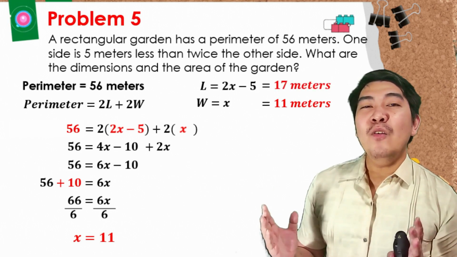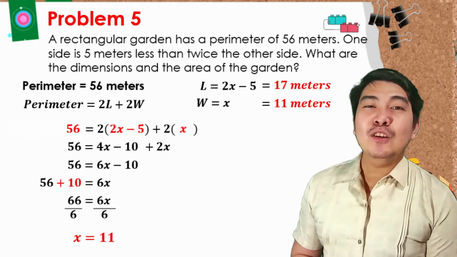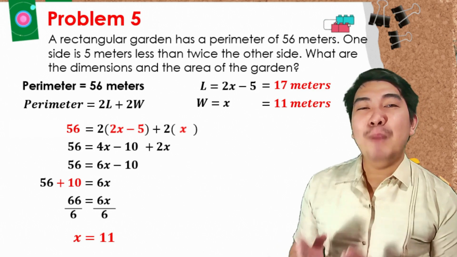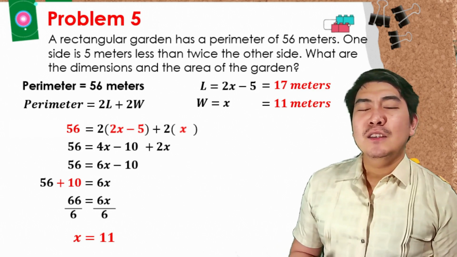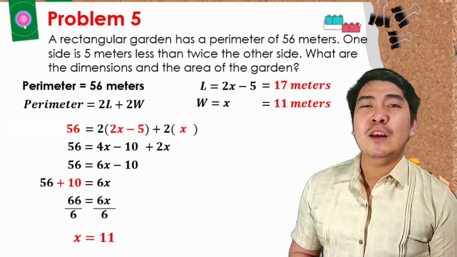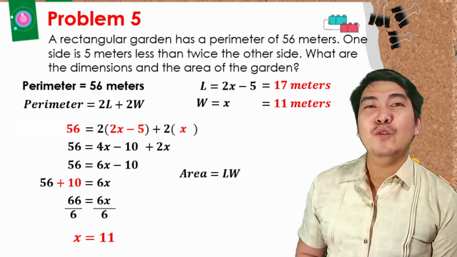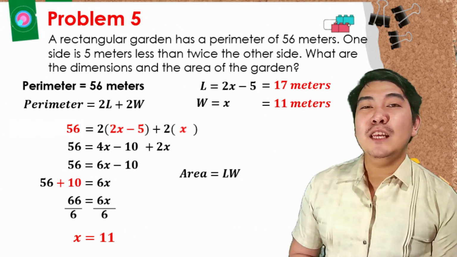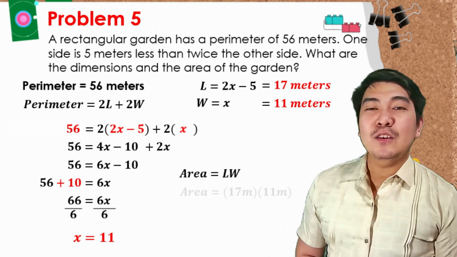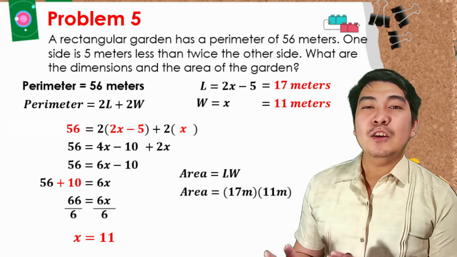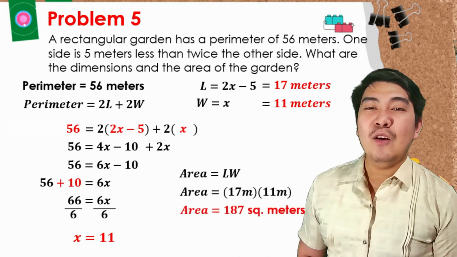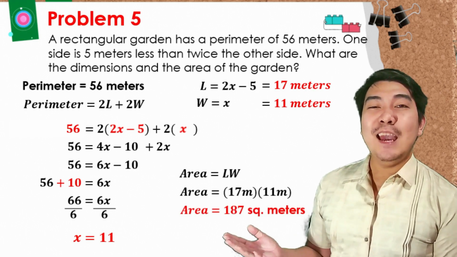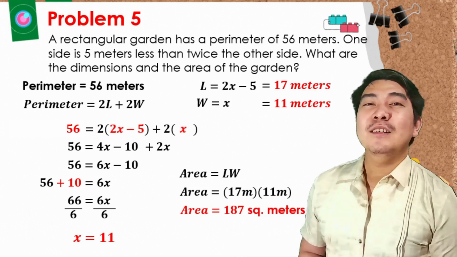So, we are now through getting the dimensions of this rectangular garden. So the dimension will be 17 meters by 11 meters. Sir, how are we going to get the area of the rectangular garden? We will be using the formula length times width. We are now given the length 17 meters, the width 11 meters. Just substitute. 17 meters times 11 meters, the result is now 187 square meters. So therefore, this is the area of our rectangular garden.